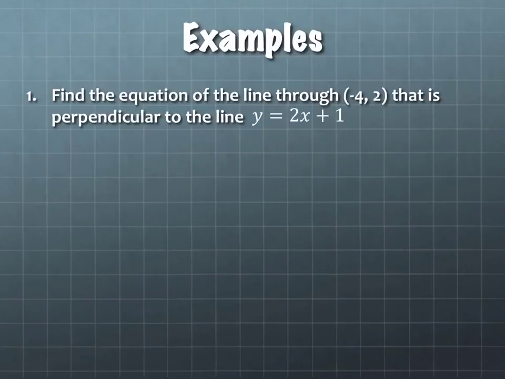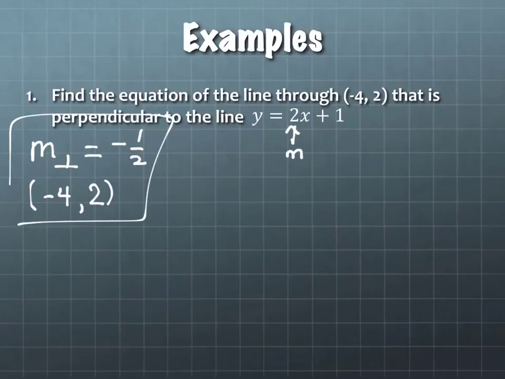The first thing I'd like for us to do, though, is to recognize what is the slope of the line that we're given. It's 2. So this is the number that's my slope. So what would the slope of the line I'm trying to find, my perpendicular, this is how we write perpendicular, right? What would the perpendicular slope actually be? -1/2. So this is what we need. We need that -1/2. And we have the point -4, 2. If we have a point and we have a slope, we can find an equation.